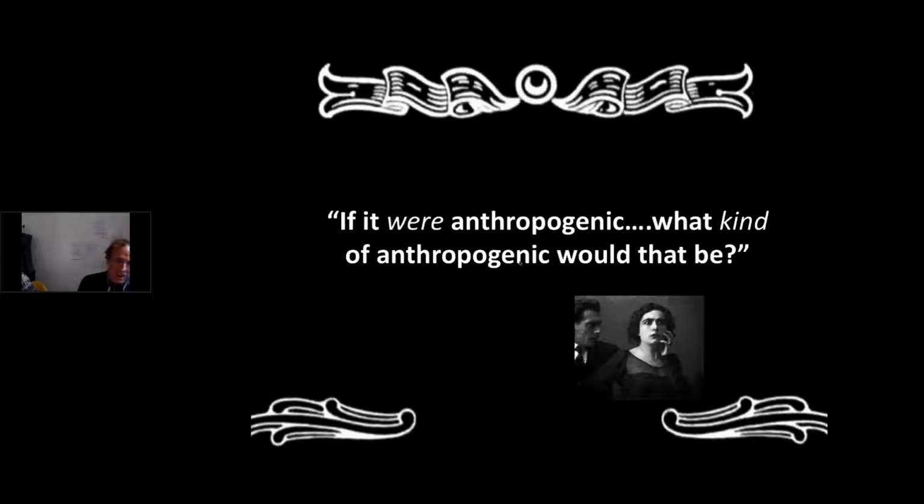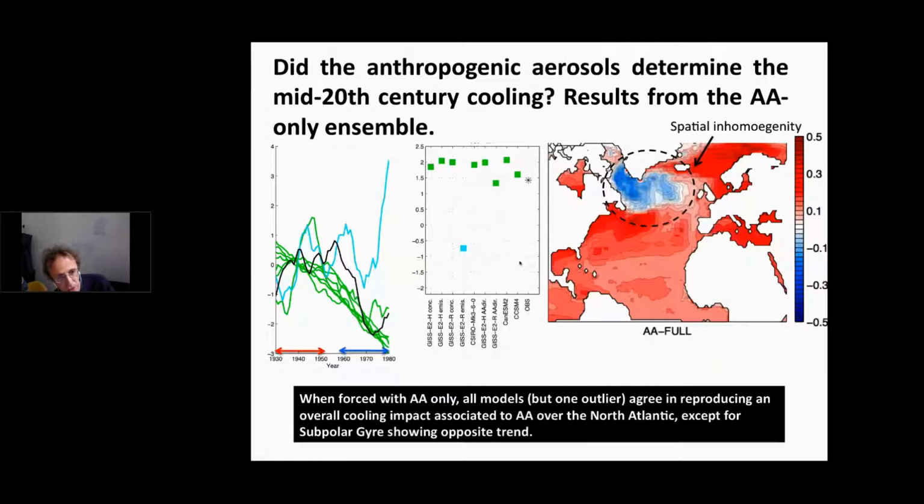Okay, so now we're basically narrowing down to an even smaller set of forcings. And the question is, if it were anthropogenic, as it seems to be, what kind of anthropogenic forcing would that be? In order to address this question, we decided to use these very idealized, but still very insightful, experiments where you use one single individual forcing. What I'm showing here is exactly what happens if we use several models, all forced with anthropogenic aerosols standalone.